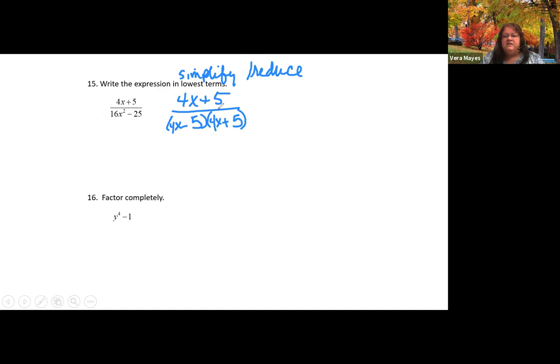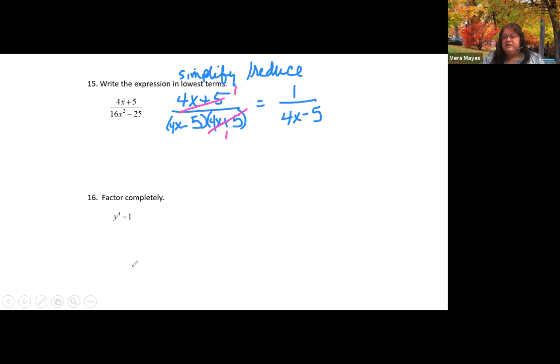And now I look at this and I say, woohoo, 4x plus 5 goes into this one time, and it goes into this one time. So all I have left on top is a 1 and a 4x minus 5 on the bottom. That wasn't too bad at all. No wonder they didn't give me too much space to do it. Okay, any questions on that one? You can tell we like the difference of 2 squares.